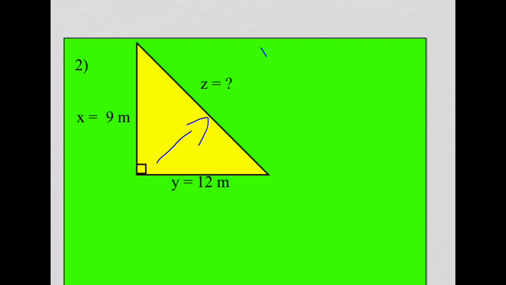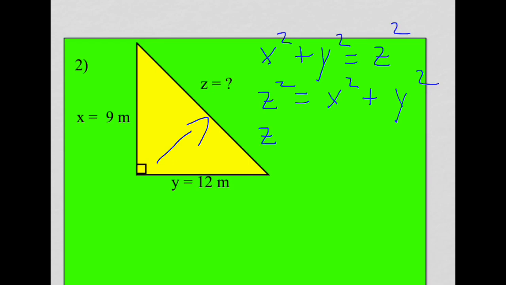So in this case we'd say x squared plus y squared equals z squared. I'm going to put a little line there so my z doesn't look like a 2. Or, if you want, you can say z squared equals x squared plus y squared. Same thing. Okay, so we don't know the value of z, so we'll say that's z squared. And the value of x we know is 9, so 9 squared plus 12 squared.